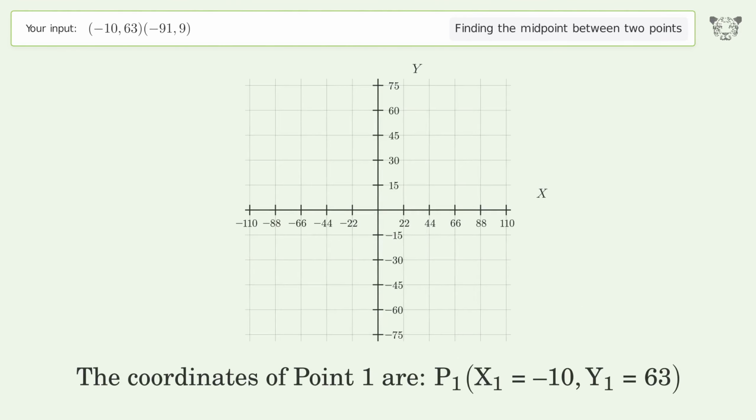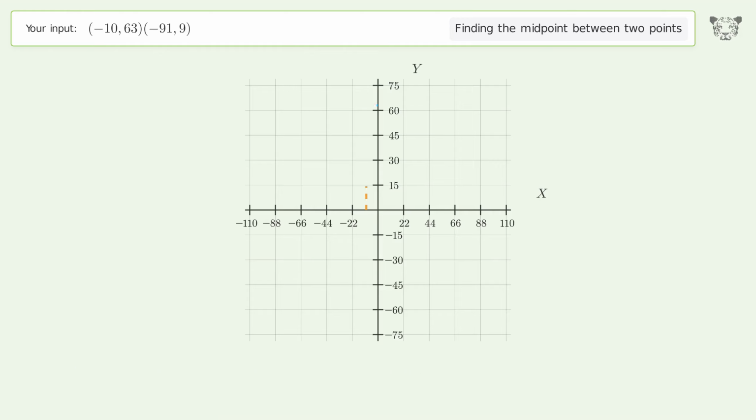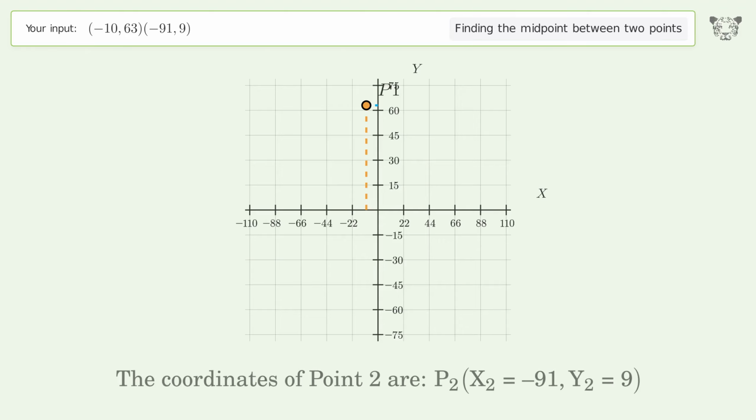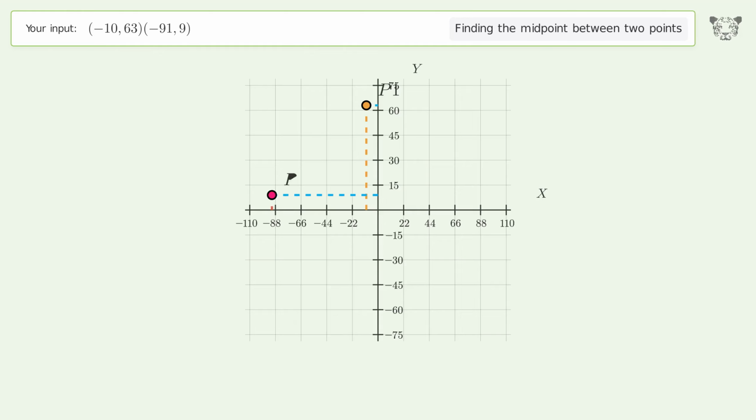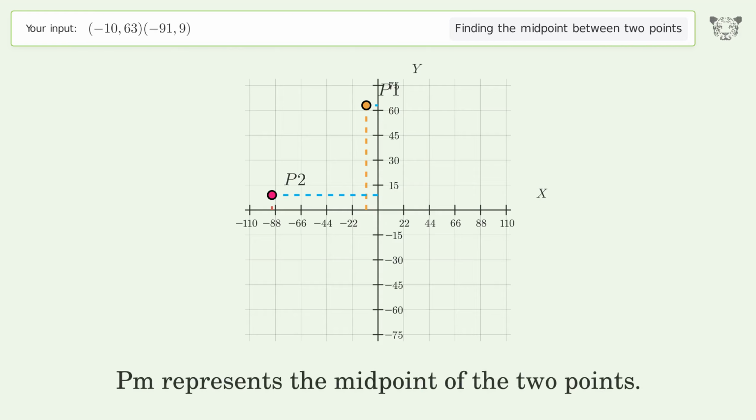The coordinates of point 1 are, x1 equals negative 10, y1 equals 63. The coordinates of point 2 are, x2 equals negative 91, y2 equals 9. PM represents the midpoint of the 2 points.